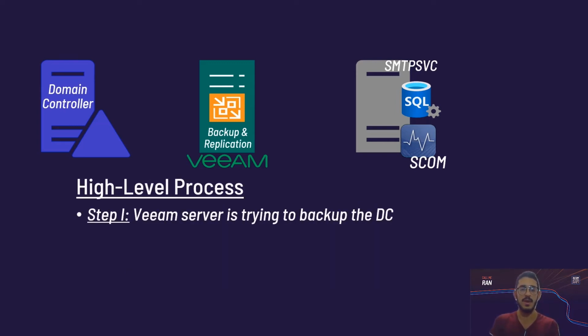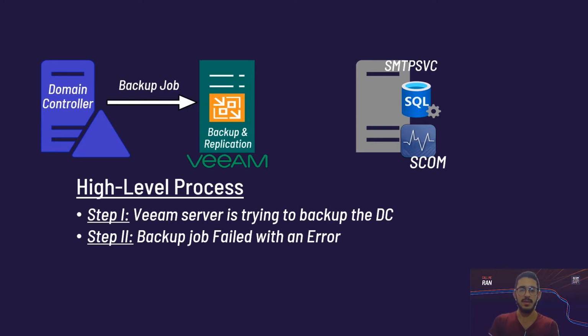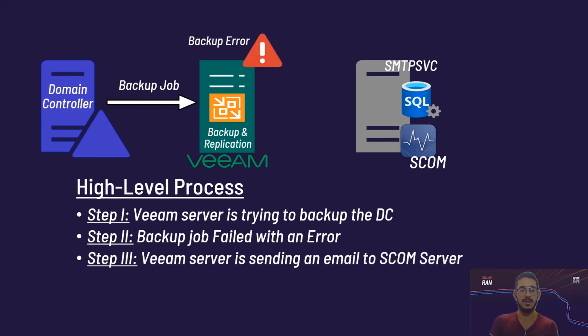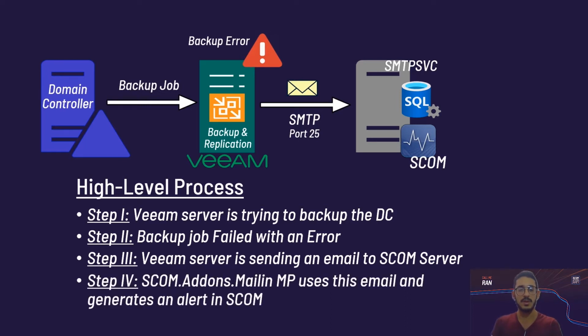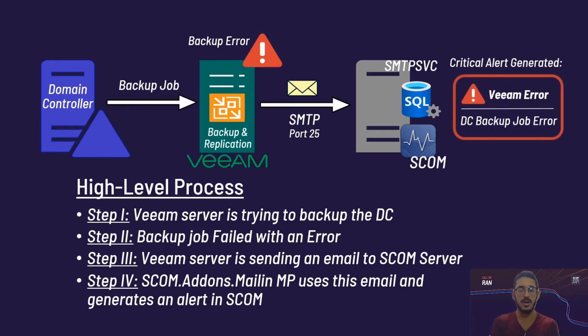In the first step, the Veeam server tries to back up the DC and performs a backup job. In the next step, the backup job fails with an error, which triggers the Veeam server to send a notification email via the SMTP protocol to the SMTP server, which is located on our SCOM server. The SCOM add-on mailin management pack that I mentioned in the previous slide analyzes this email and generates an alert in SCOM. As you can see, a critical alert has been generated with all the important details.